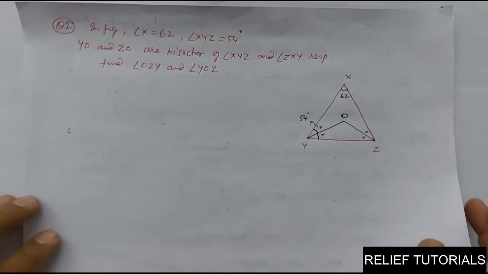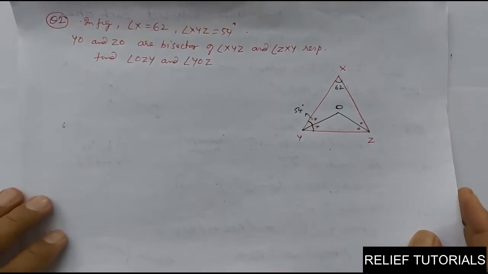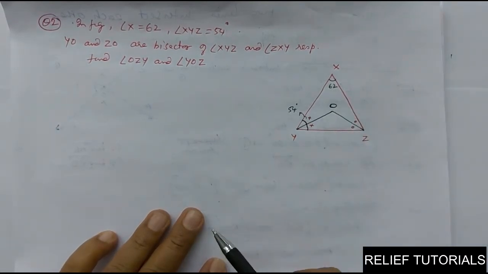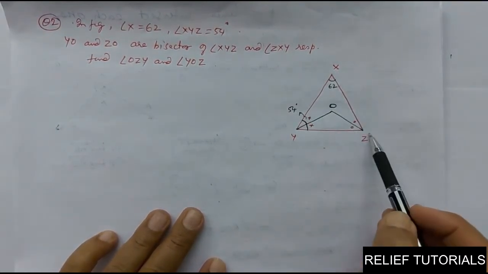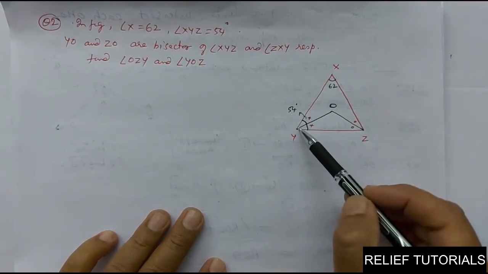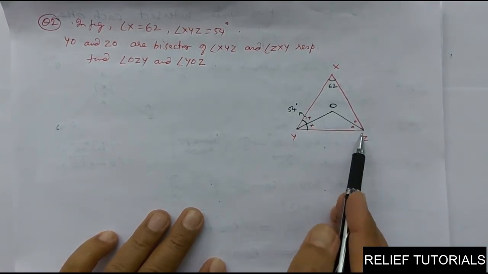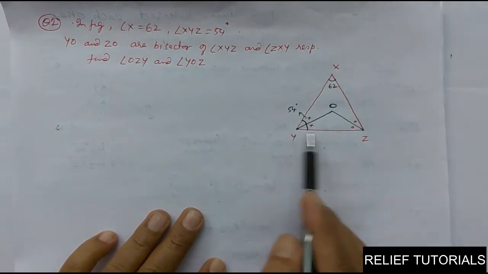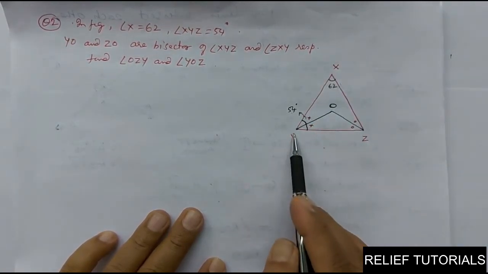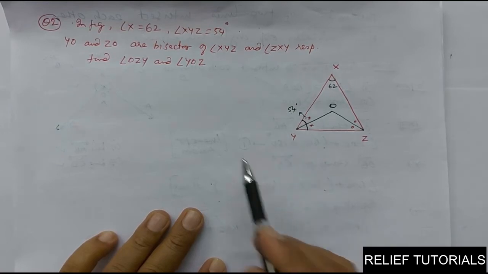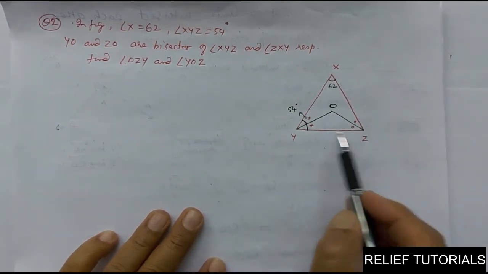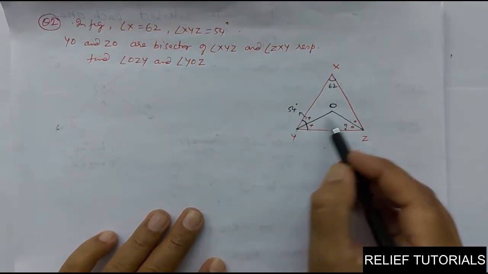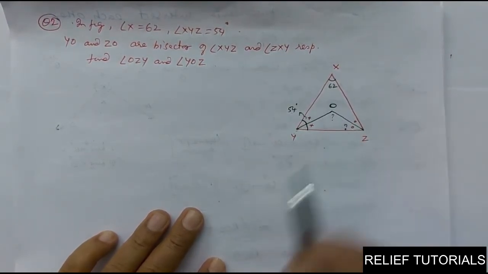Now see. Question number 2. This is the figure given. In the figure, angle X is 62, and angle XYZ is 54. YO and ZO are bisectors of angle XYZ and angle XZY. Then you have to find OZY, and you have to find YOZ. These angles you have to find.